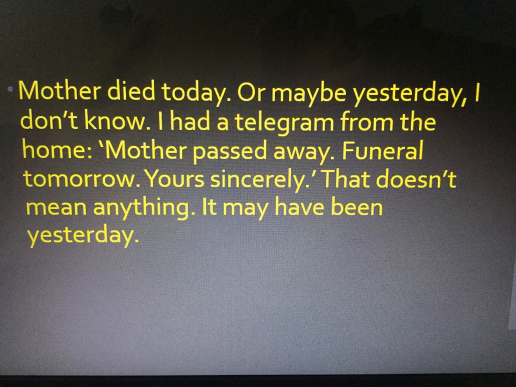So let's look. Mother died today. Or maybe yesterday, I don't know. I had a telegram from the home. Mother passed away, funeral tomorrow, yours sincerely. That doesn't mean anything. It may have been yesterday.